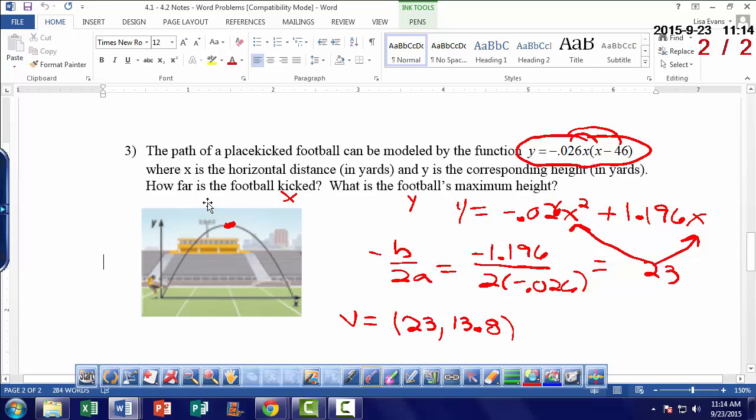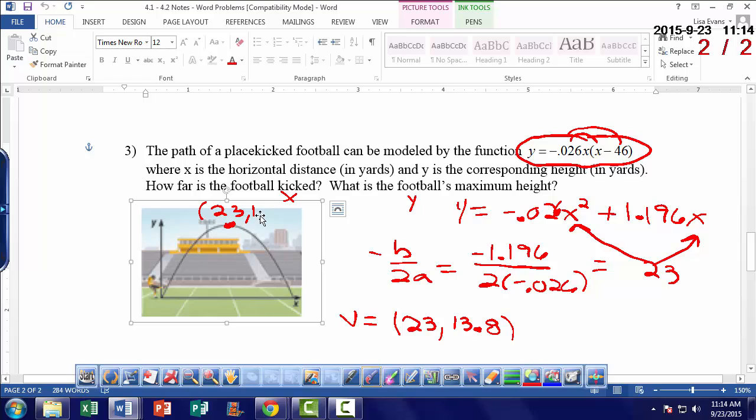Okay, now let's talk about what that means. Vertex would be this point. This would be 23, 13.8. Now let's answer the questions. How far is the football kicked? Is the football only kicked to this point? No. The football is kicked all the way here.